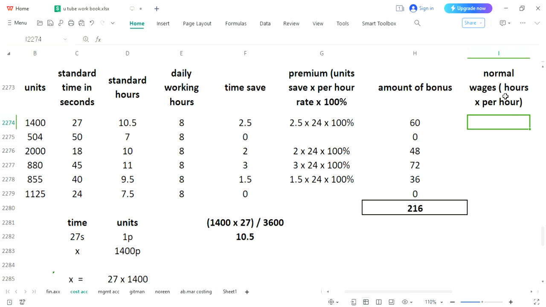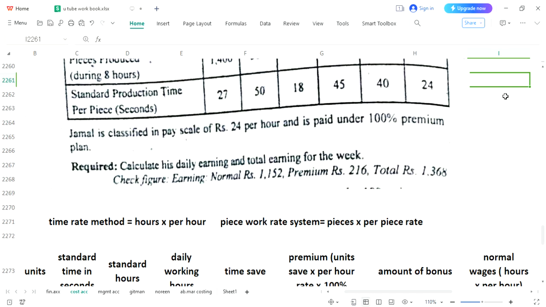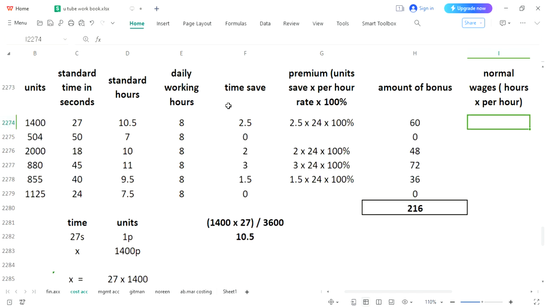Again, we need to calculate in a simple way. 24 was the per hour rate, it was mentioned over here, and hours worked were 8 for each day. So all calculations would be the same. Each day 8 hours were worked and 24 per hour was the payment.